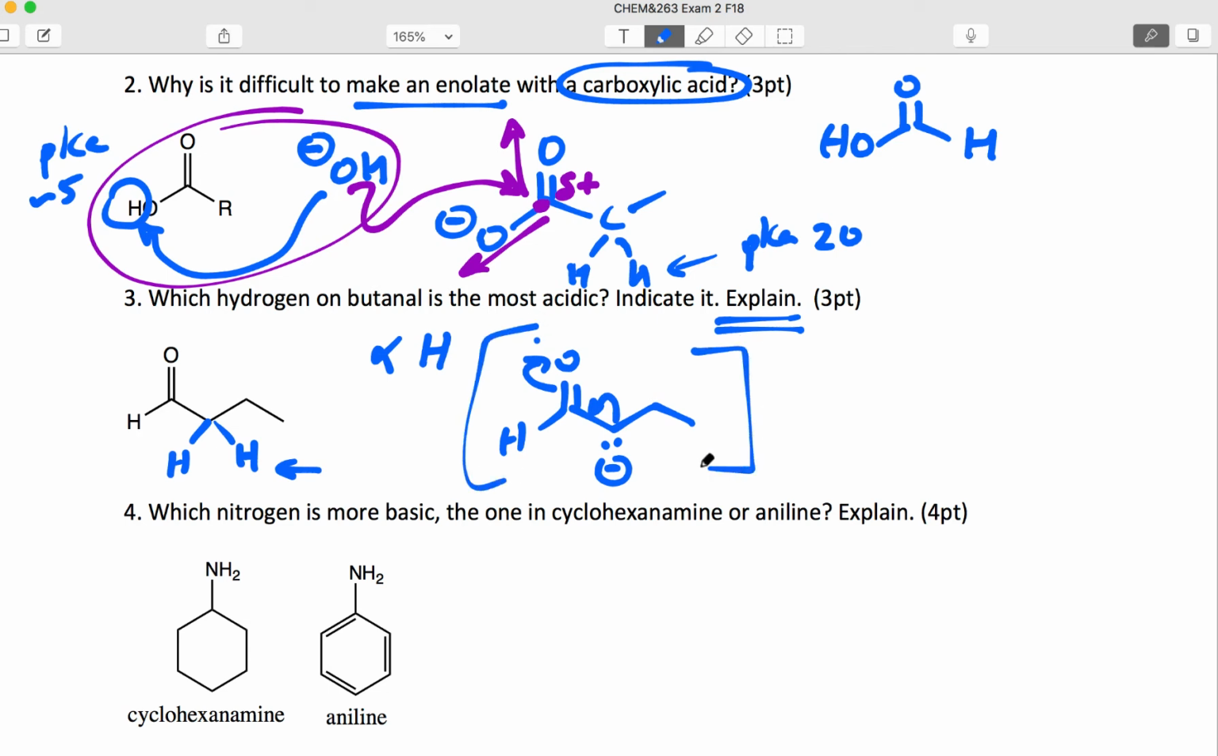If you didn't specify that with the drawing or by saying that it was the conjugate base, then I took off 1 point. But if you said resonance delocalization, I gave you 2 out of 3 points. And then if you said why this hydrogen wasn't acidic, but you didn't say why these were acidic, that doesn't explain why these aren't acidic as well. So you really need to focus in on why these are acidic.